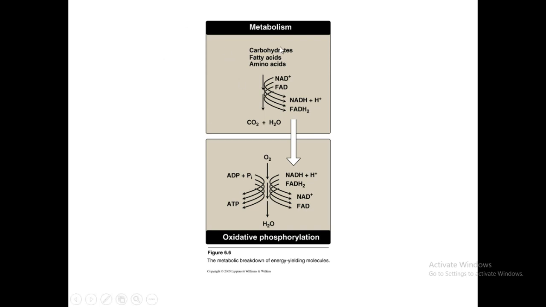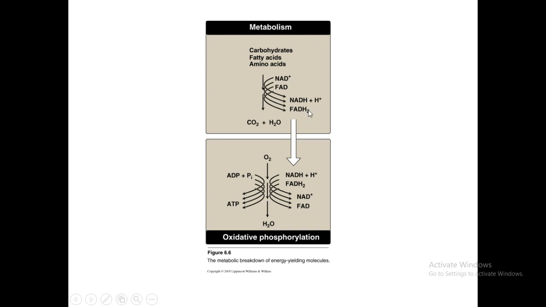But how do we also break down fats and amino acids? We will have a separate discussion on that in the following days. So our focus is on carbohydrates, in the form of glucose. We take electrons from glucose, then donate them to NAD plus and FAD to reduce them into NADH and FADH2.